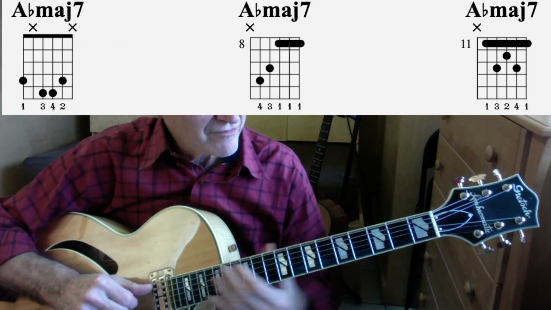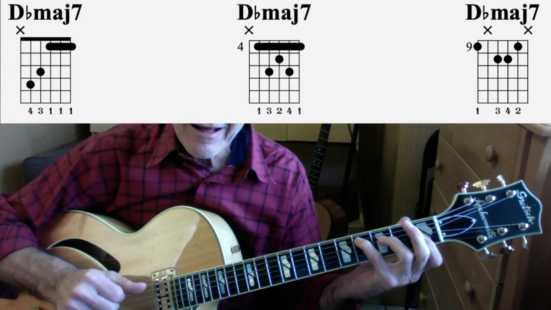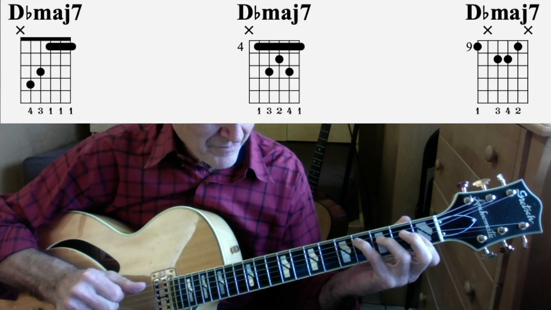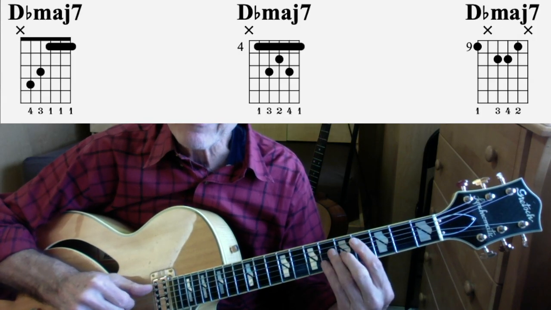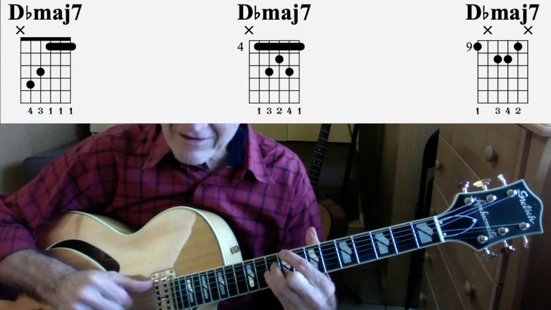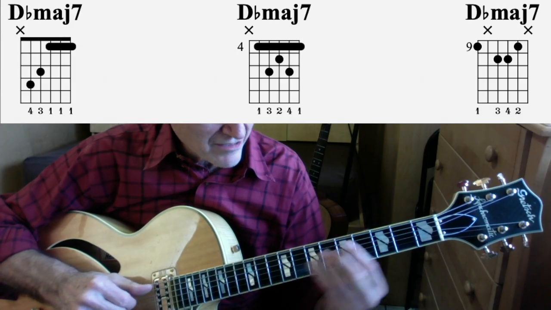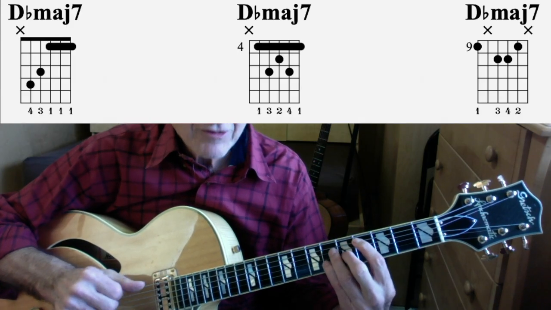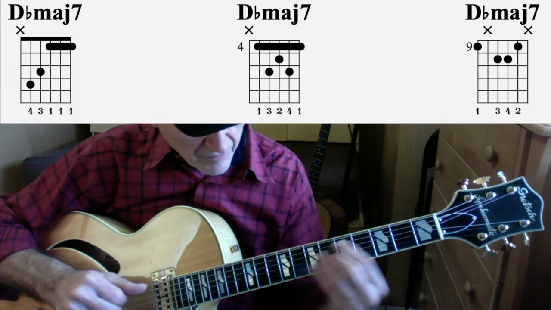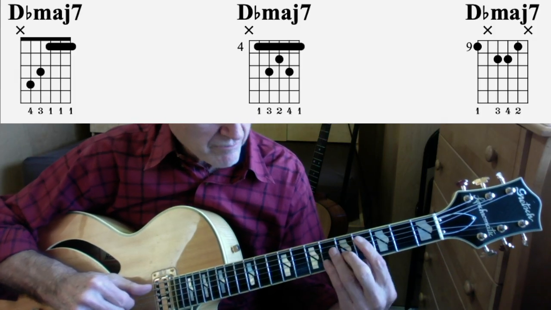Alright, then we have D flat major 7, starting right here with your pinky right there. Remember there? See, instead of this major, we've got major 7. And instead of D flat major, we've got major 7. See? And then back to D flat major 7 down here. So one more time, D flat major 7.